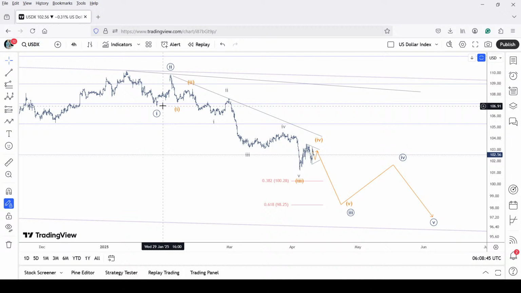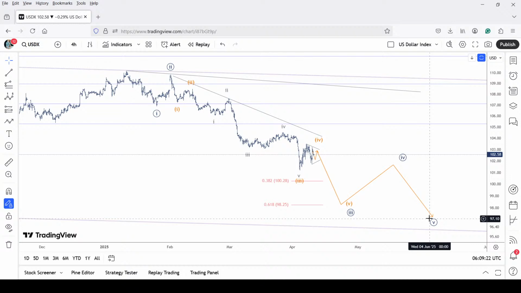Once the triangle is complete, we can expect one more dip lower, and that would be minute wave 5 and also minute wave 3 termination. Price action expected for the targets are around 98.25, so close to 98, and then we will look into a minute wave 4 corrective wave and then turn lower again towards minute wave 5.